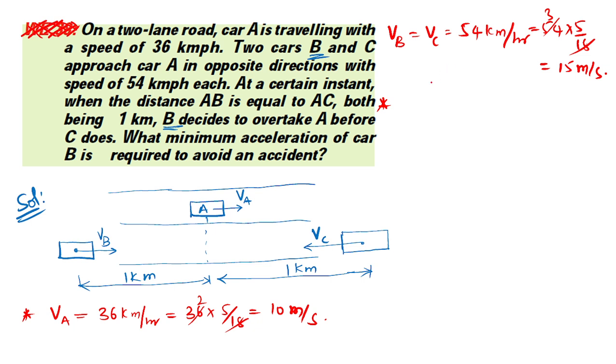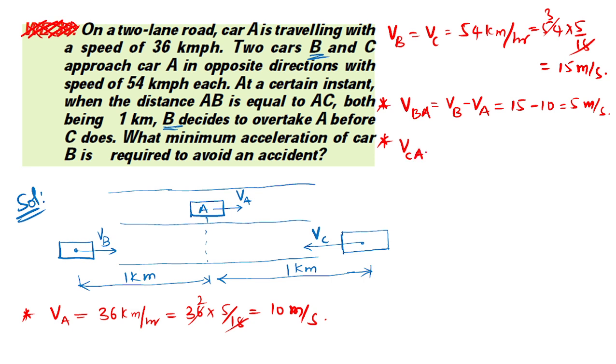Now create a relative velocity relation between them. Relative velocity of B with respect to A. Can I write VB minus VA? Yes or no? Both are in the same direction, right? So what is the answer? VB is 15 minus 10, totally 5 meter per second. Is it okay?